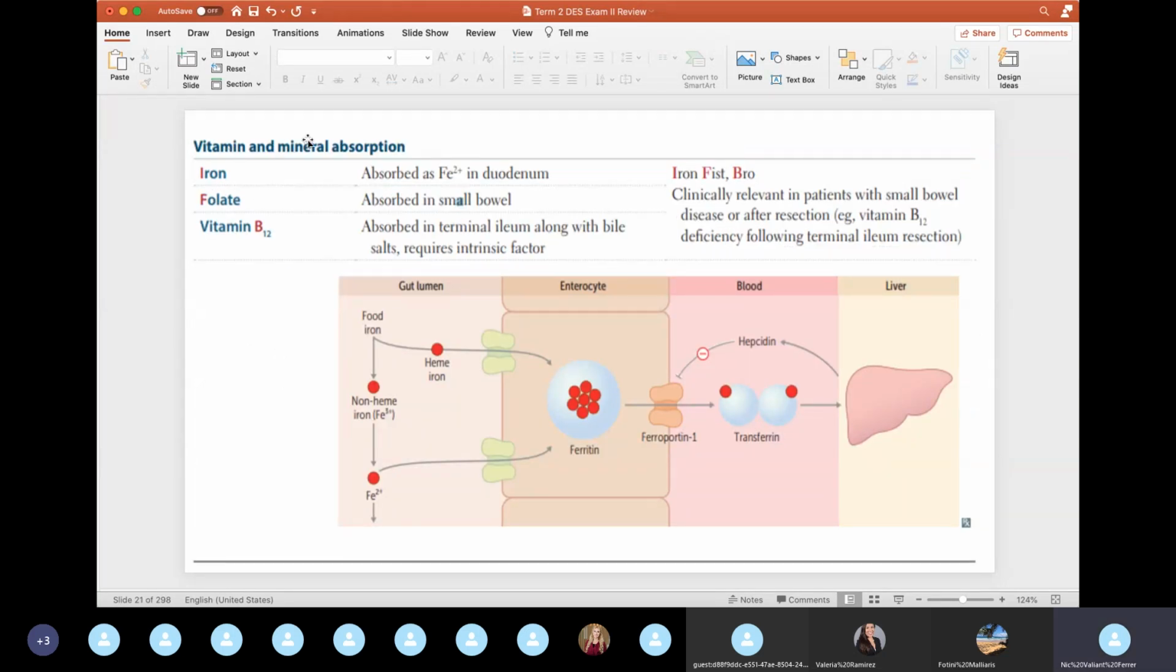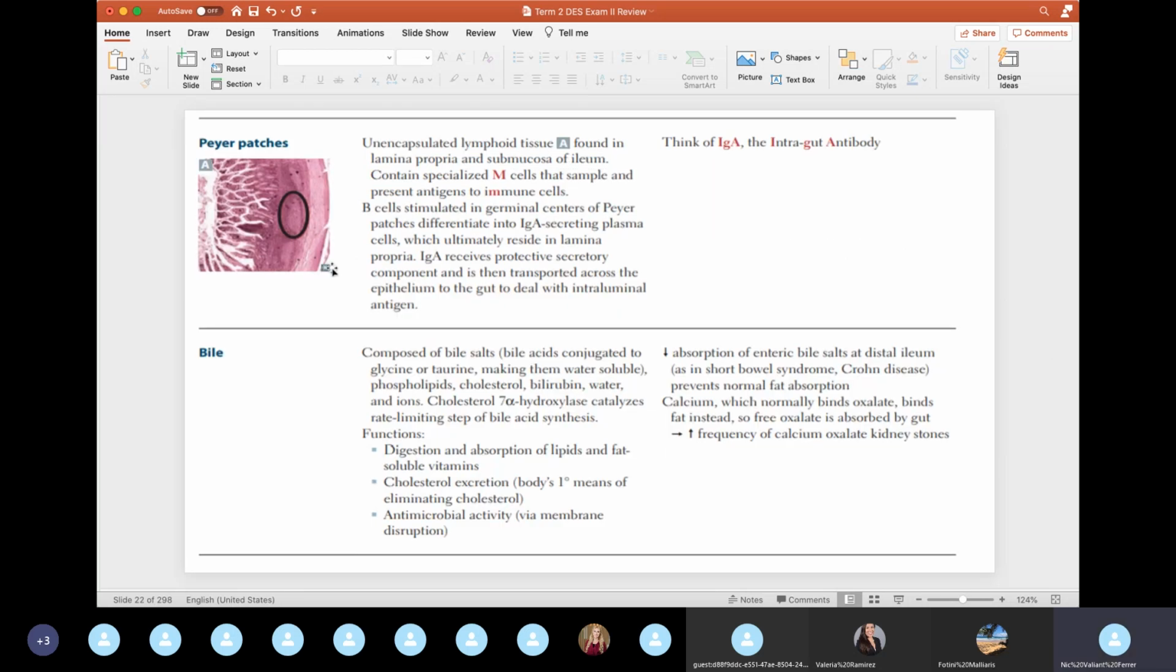Again, vitamin and mineral absorption: iron is in the duodenum, folate in the small bowel, and B12 in your terminal ileum. Peyer's patches, we talk about this one, Peyer's patches. They are in your ileum and they contain, high yield, M cells. When you think about M cells, think about your immune cells.